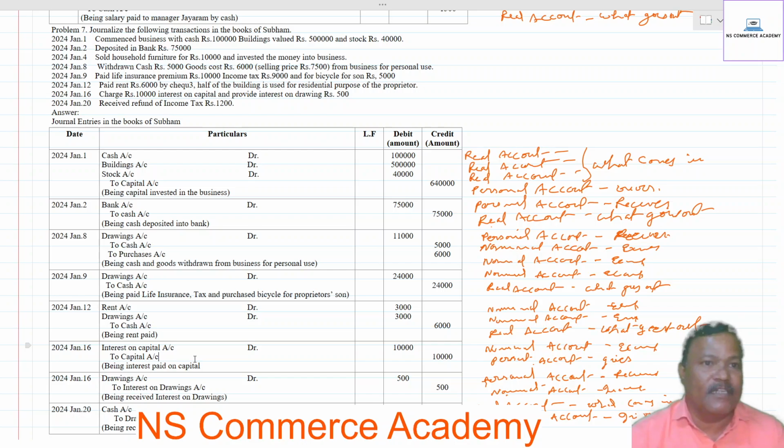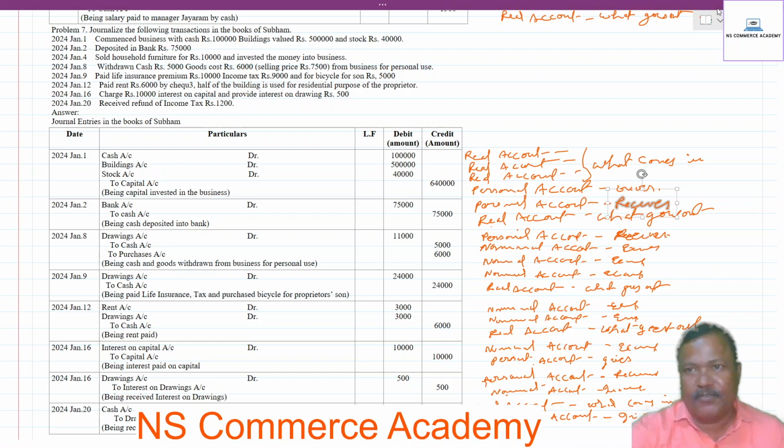Okay, then last but not least, received refund of income tax. So it is an income source. So the cash is received. That's why we are debiting cash account 1,200 to income tax account 1,200, being income tax refund received. Okay, thank you, friends. Thank you one and all.